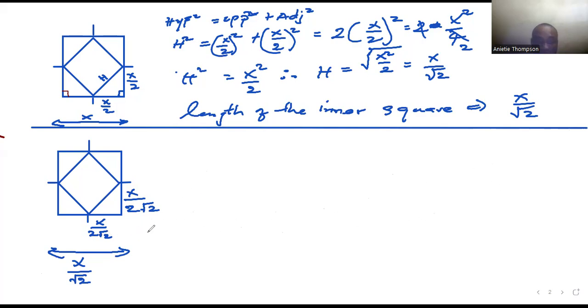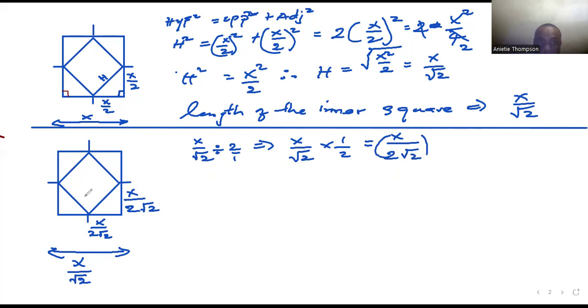If you don't know how I came across that, what I simply did is x over square root of 2 divided by 2, which is the same thing as 2 over 1, which is the same as x over square root of 2 times 1 over 2 by inverting the fraction. That gives us x over 2 root 2. So that is the half distance of the outer square. That's how I got that one.